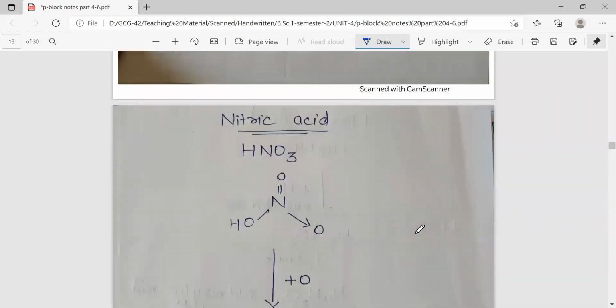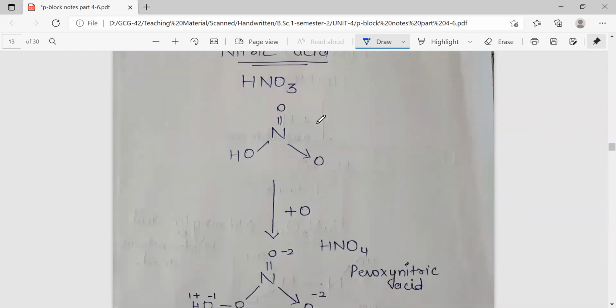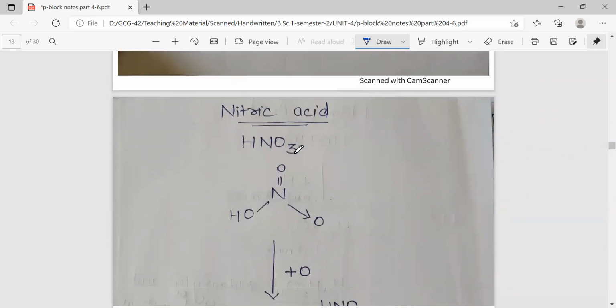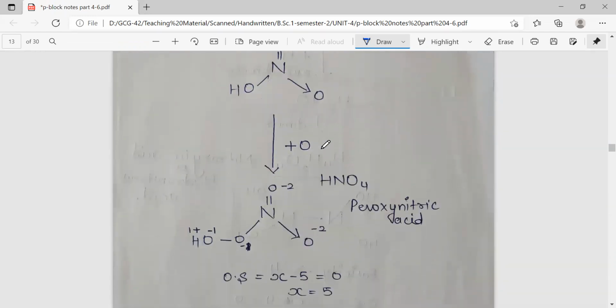So the last acid which is left, which can be generated from nitric acid, is peroxynitric acid. How will it be generated? As the name indicates, there must be a peroxide linkage. A peroxide linkage is whenever there is a single bond between two oxygens and one of the oxygens is attached to hydrogen, that is, an OOH group is bonded to nitrogen. So when we add one oxygen to nitric acid, we'll get peroxynitric acid.